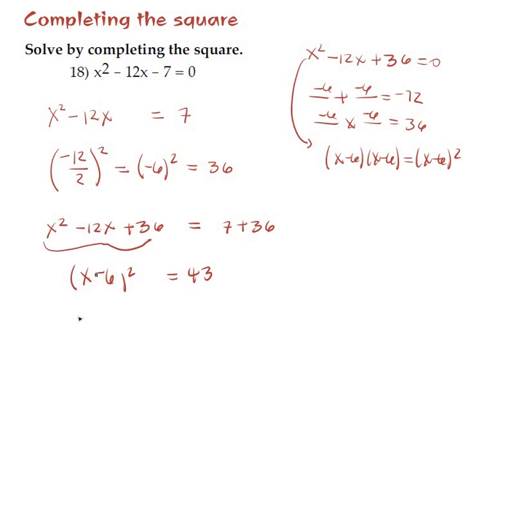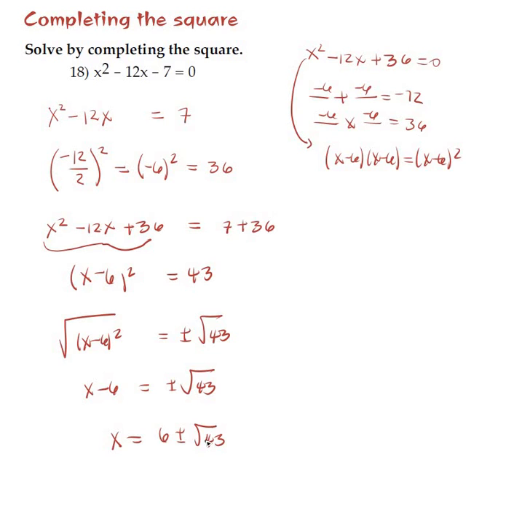Then you're going to solve here for x. You take the square root of both sides. So the square root of x minus 6 squared is equal to plus or minus the square root of 43. And the square root of something squared is just that something, so x minus 6 is equal to plus or minus the square root of 43. We send 6 to the other side, and we get that the solution of this equation is 6 plus or minus the square root of 43.